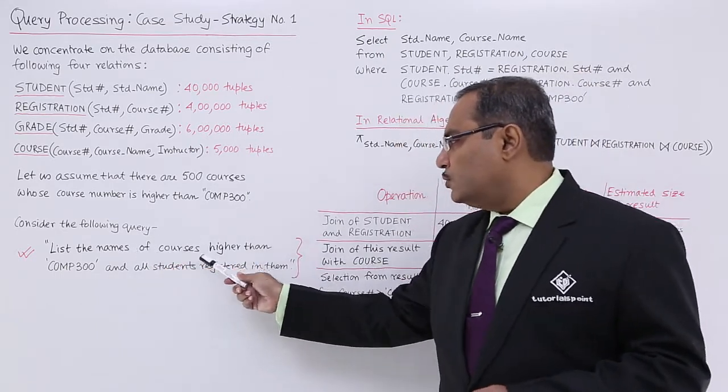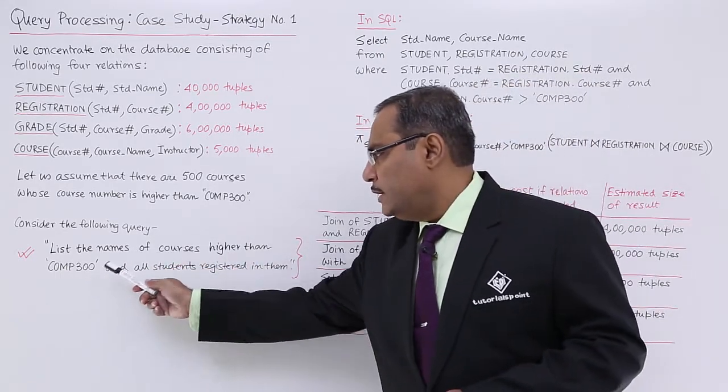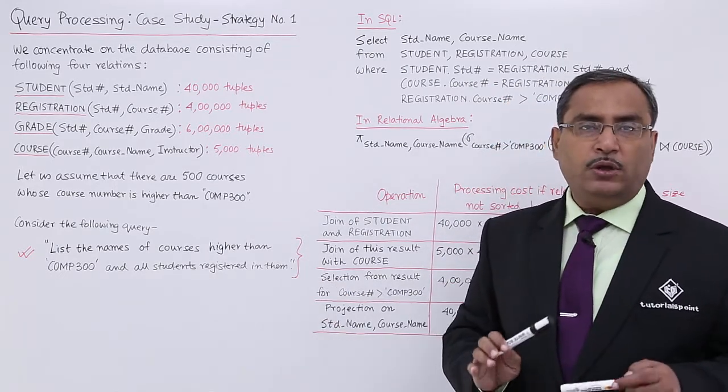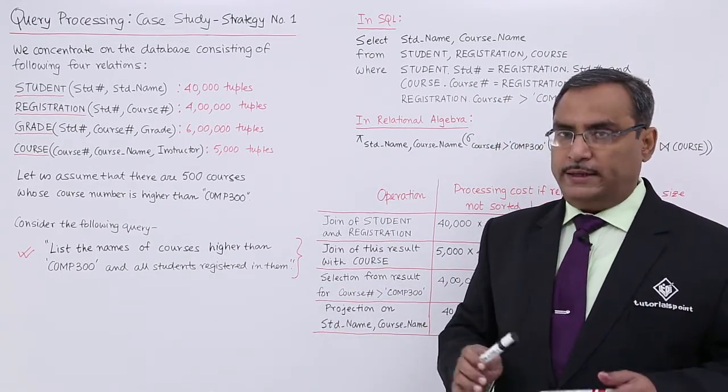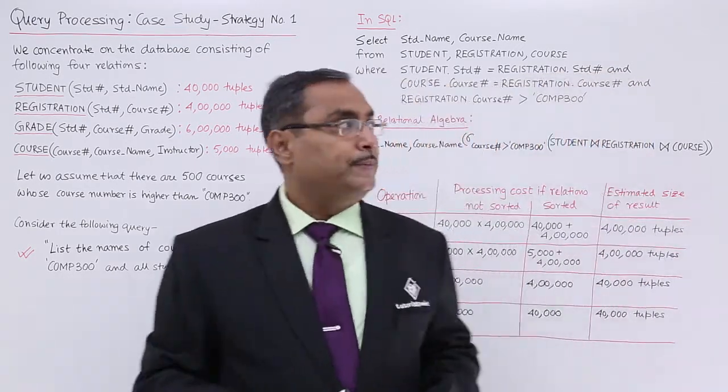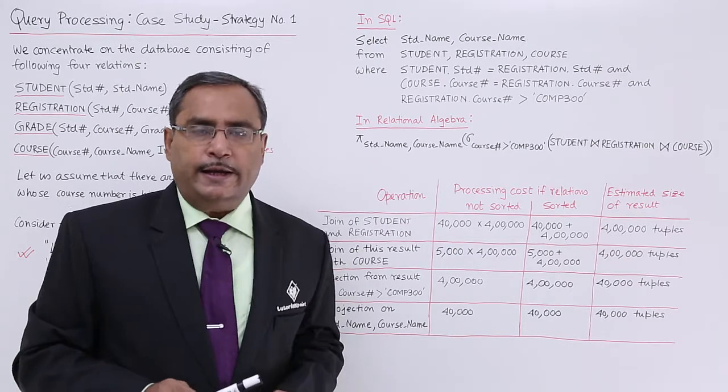List the name of courses higher than COM 300 and all students registered in them. So that is my query. So how to get the respective solution? We are going to discuss strategy number one. So this is a query written in SQL.